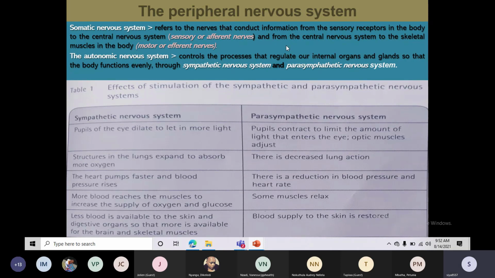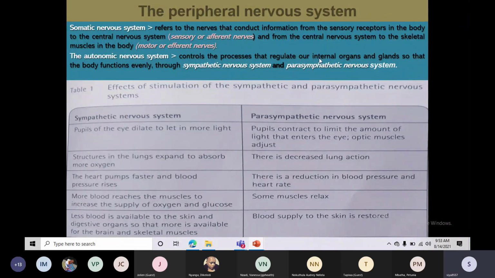Again, the information moves via the spinal cord. As soon as it moves via the spinal cord, it goes back to relevant muscles, relevant organs in the body. Perhaps the stomach says the person is hungry. Then I react. How do I react? Perhaps I salivate or I go to look for food. The autonomic nervous system controls the process that regulates internal organs and glands so that the body functions evenly.